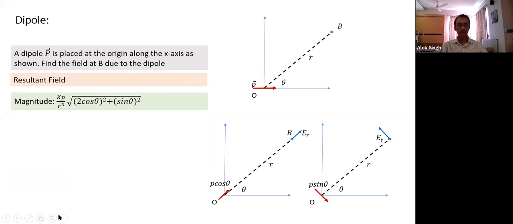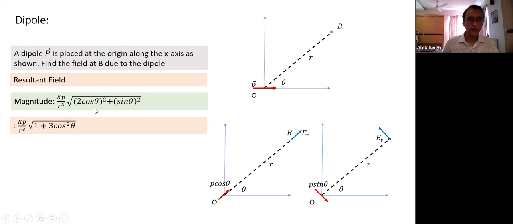What is the resultant field? Square root of E_R square plus E_T square. KP by R cube is common. What is left is 2 cos theta for the radial component; 2 is because the field becomes twice. So (2 cos theta) whole square plus sin square theta, that is 4 cos square theta plus sin square theta. Taking one common, it becomes 1 plus 3 cos square theta. So this is the magnitude of the resultant field at point B, making an angle theta with the axis of the dipole: KP by R cube root of 1 plus 3 cos square theta.